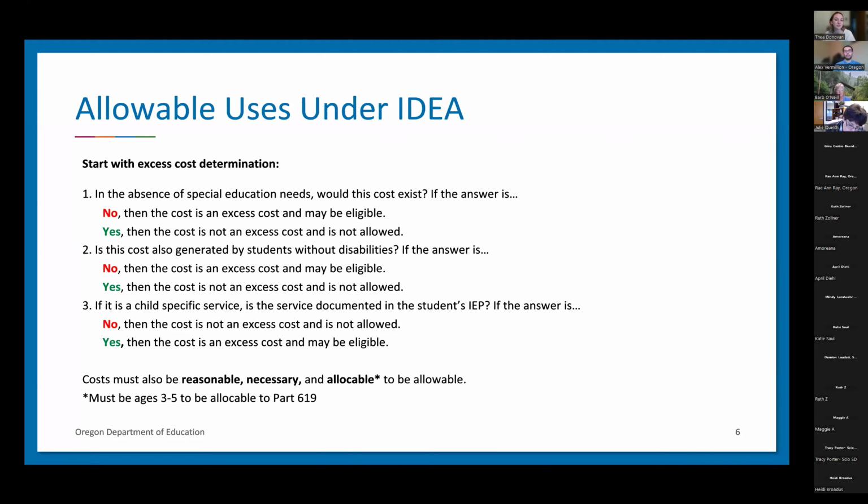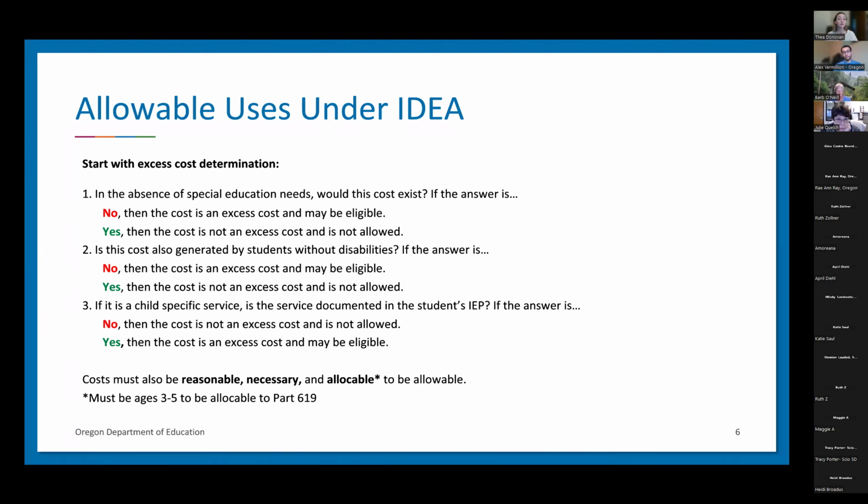So if we go to that next question, is this cost also generated by students without disabilities? For a stander, if a student doesn't have a disability, they're likely not going to have the same need. So we can assume no and go on to the next question. If it's a child-specific service, is the service documented in the student's IEP? In this case, a stander would be child-specific. Is this documented in the student's IEP? If the answer is yes, then it's an excess cost.